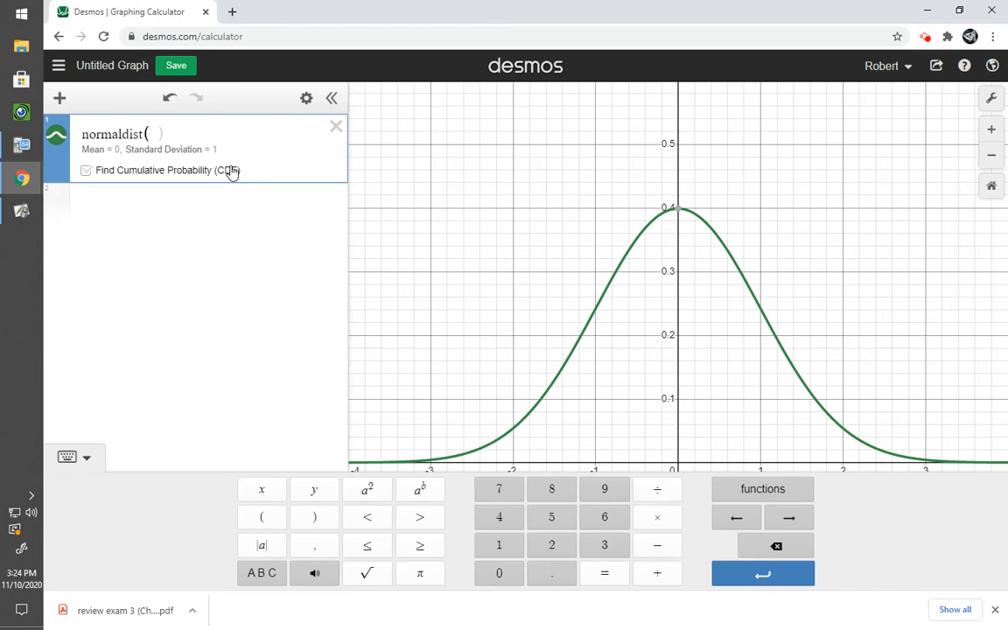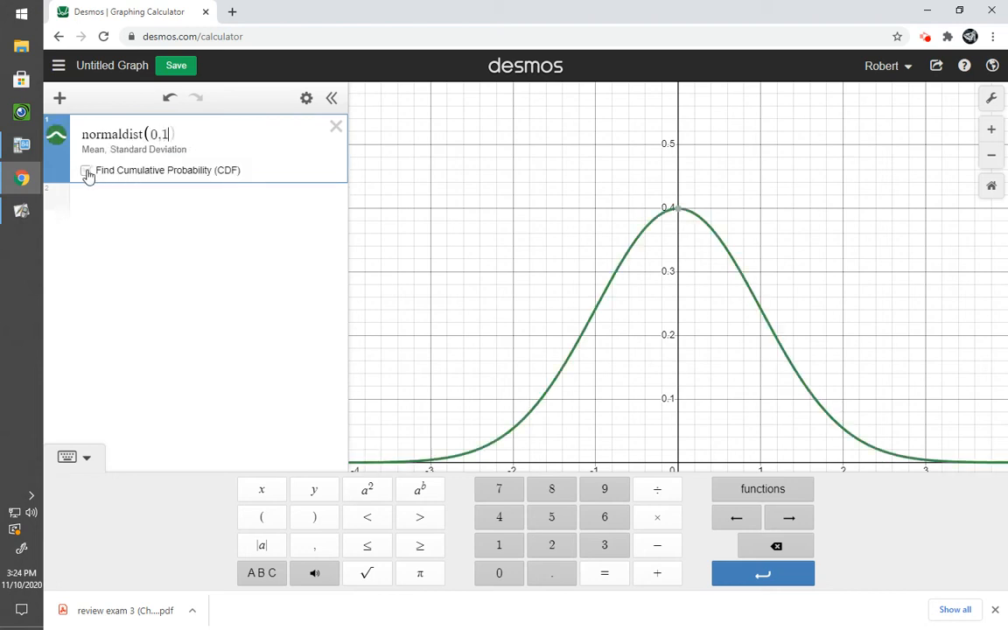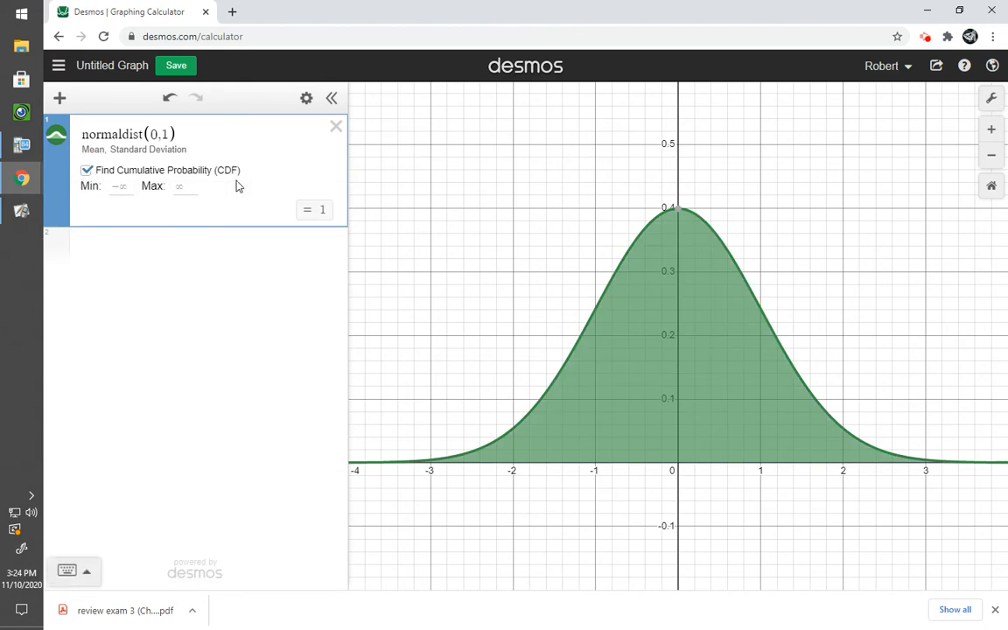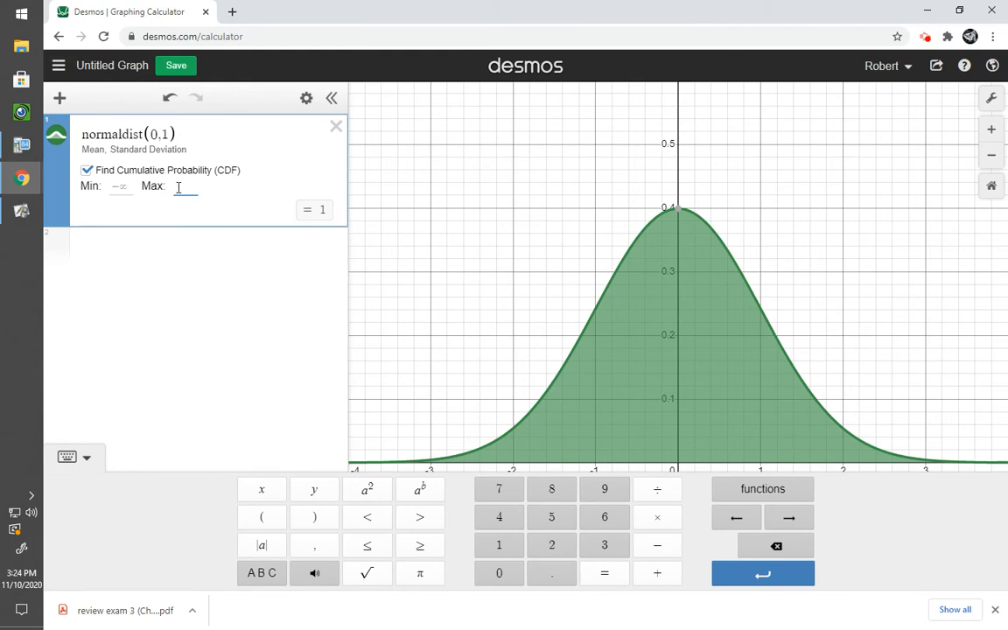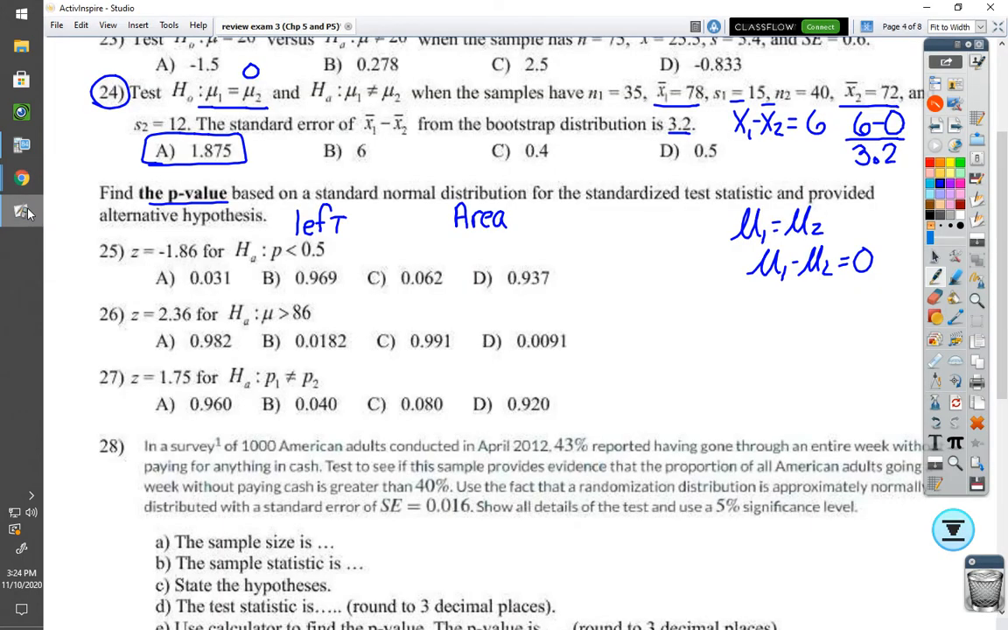I give it a 0, 1, which is, by the way, the default value. I do the cumulative probability, CDF. I let it go to negative infinity, but here I make it a negative 1.86. And you can see I get exactly the same calculation using Desmos. So for number 25, 0.031.